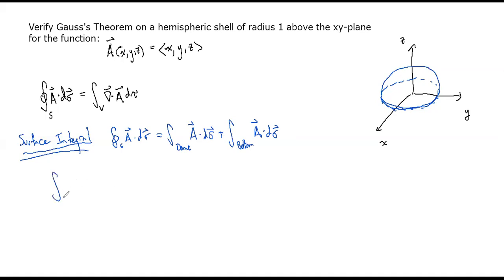And so for the dome, I need to come up with A, and A is just X, Y, Z. Pretty happy about that. What is true about a little piece of d sigma for the top of this?